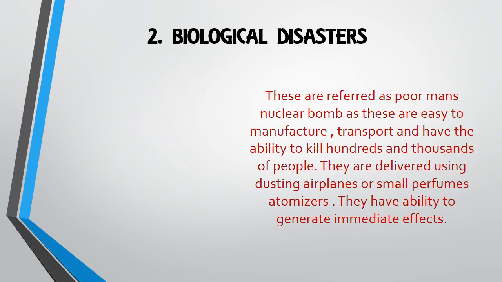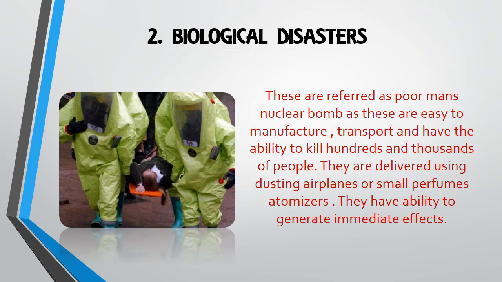Second, biological disaster. These are referred to as the poor man's nuclear bomb, as they are easy to manufacture and transport, and have the ability to kill hundreds of thousands of people. They are delivered using dusting airplanes or small perfume atomizers. They have the ability to generate immediate effects.